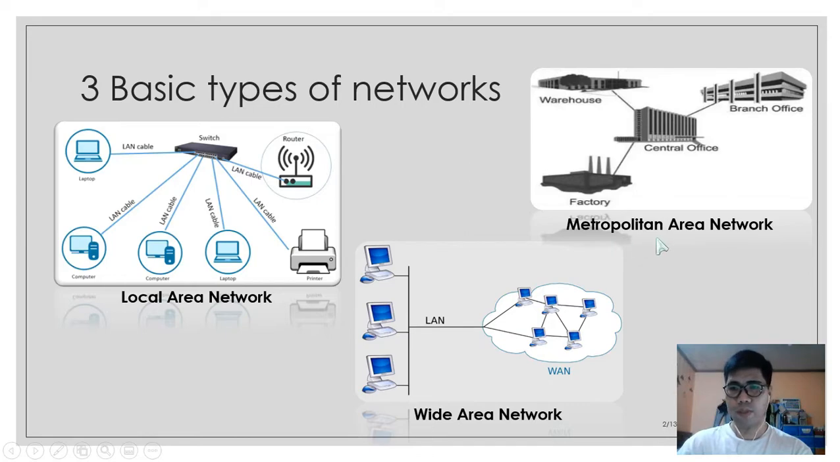Next, we have the metropolitan area network, which is composed of several LANs with higher capacity technology, used mainly between cities, and they use fiber optical links. We can see over here that the factory, warehouses, and branch office are connected mainly to the central office of the city. So these are the three basic types of networks.